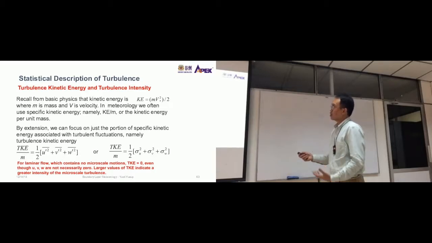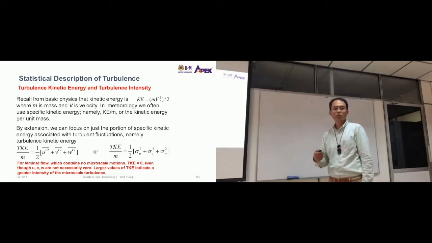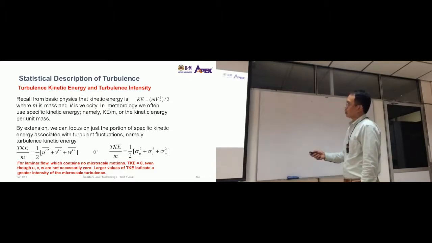But in meteorology, we often use specific kinetic energy, which means that we don't consider the mass. We assume the mass to be constant, and the energy that we calculate using this formula is per mass, meaning joules per kg. So when we do that, we can ignore the mass. That's why it's called the kinetic energy per unit mass, or the specific kinetic energy.